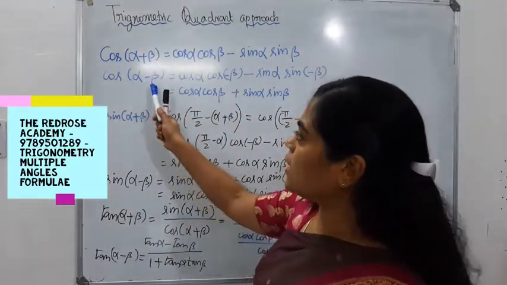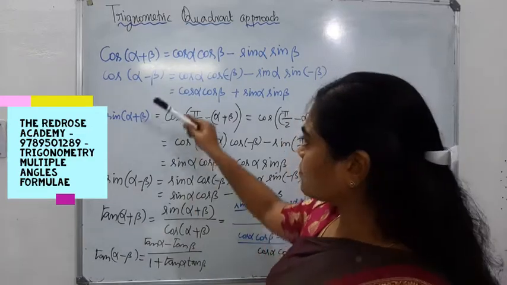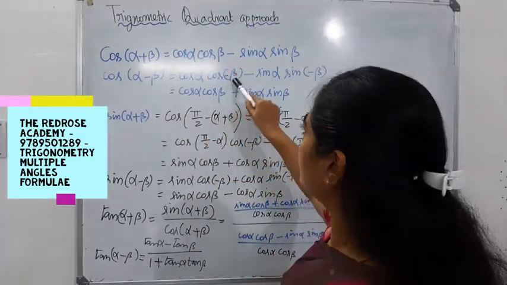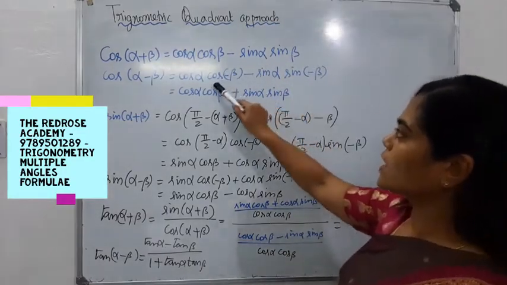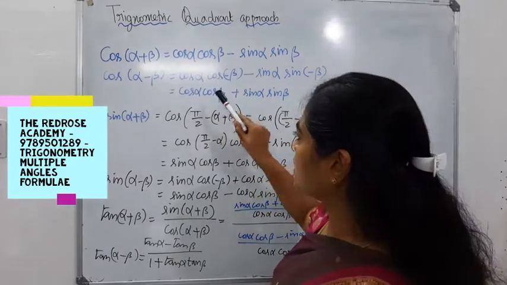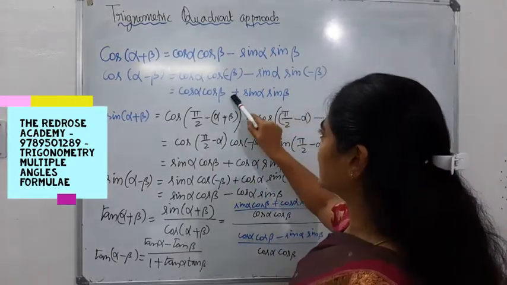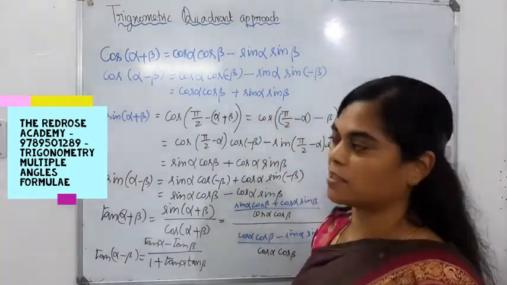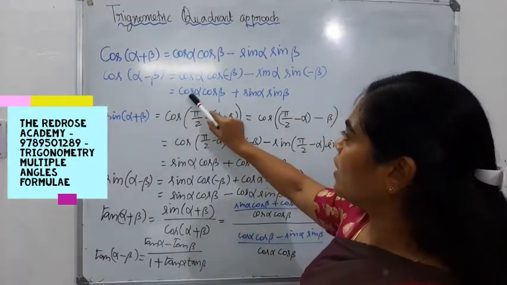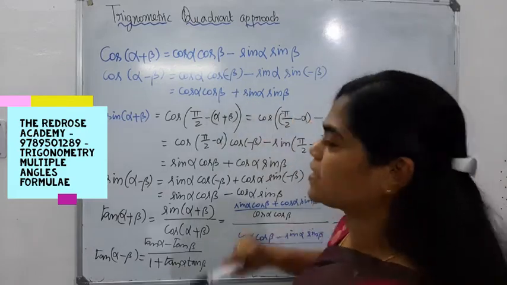So what is cos alpha minus beta now? Instead of plus beta it is minus beta, so substitute plus beta as minus beta now. What is cos of minus beta? It belongs to the fourth quadrant, so plus cos beta. Sin of minus beta is minus sin beta, so it will become plus. Okay, so what is the cos alpha minus beta formula? Cos alpha cos beta plus sin alpha sin beta.